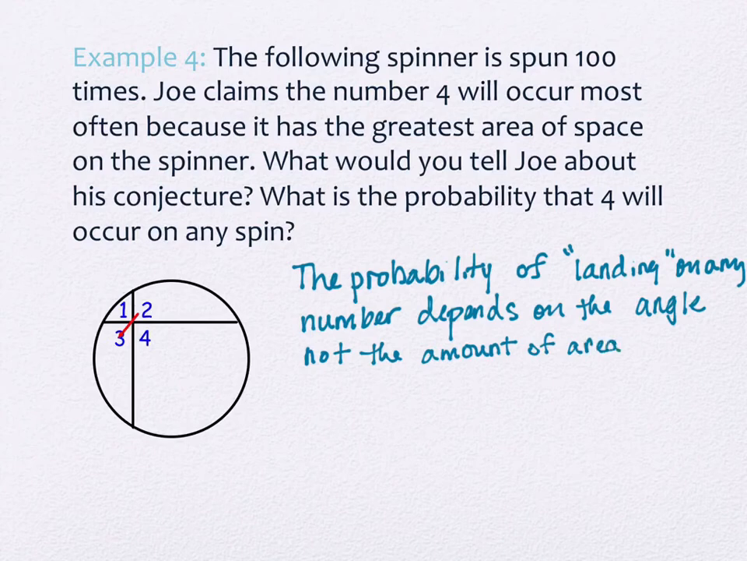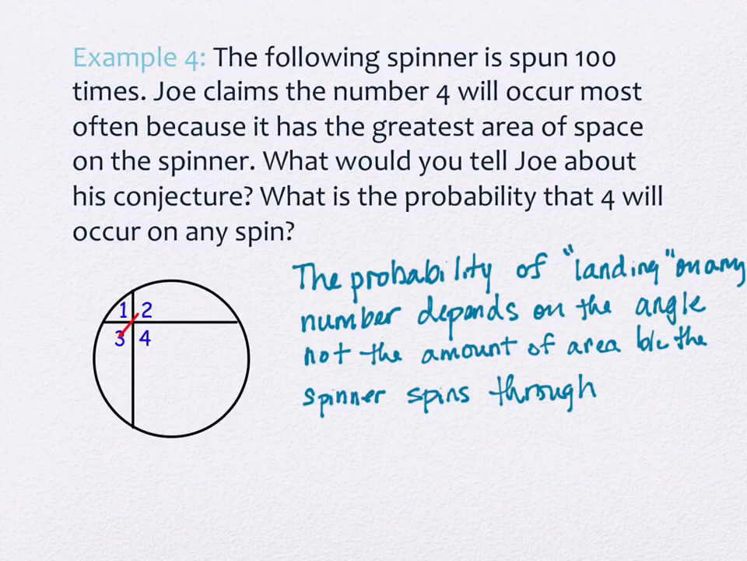So why is that true in this context? Why does it depend on the angle and not on the area? Okay, so each angle has 90 degrees, but why is it the angle that matters instead of the area mattering? Grace? Yes, you're right. The spinner goes through angles. It doesn't go through numbered regions, really, right? It goes through the angle measure associated with the numbered region, not the area associated with the numbered region. So not the amount of area, because the spinner spins through areas. I'm sorry, through angles, not through areas.